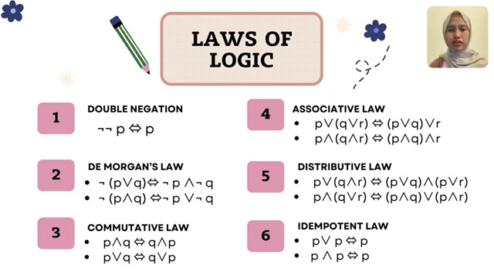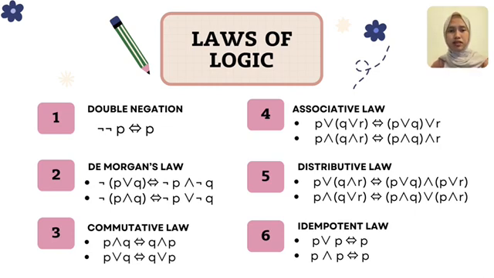The fourth one is associative law. P or Q, or R is equivalent to P or Q or R, with the brackets moved. Same goes to P and Q and R is equivalent to P and Q and R. Just move the bracket when it comes to the same symbol.